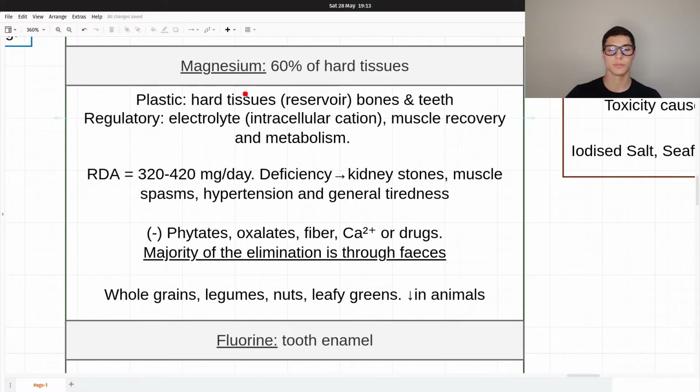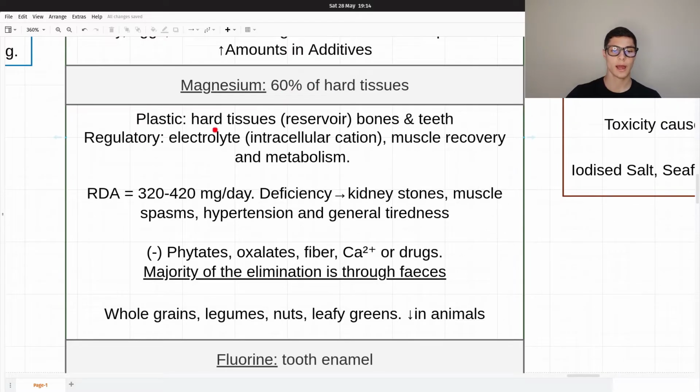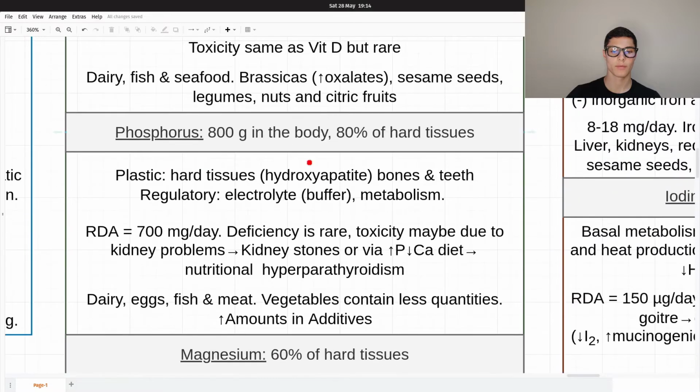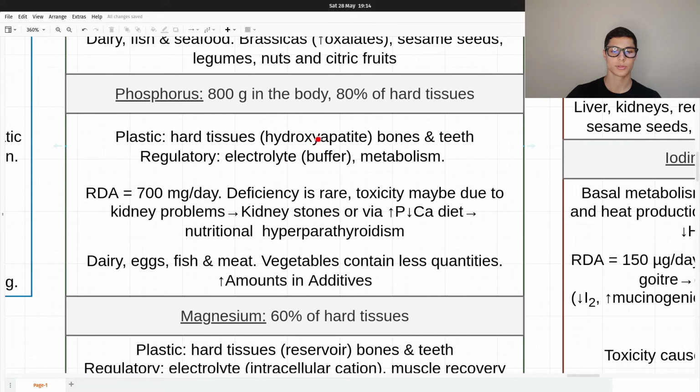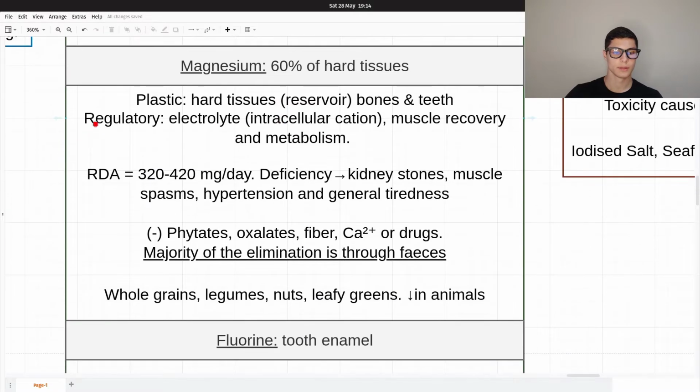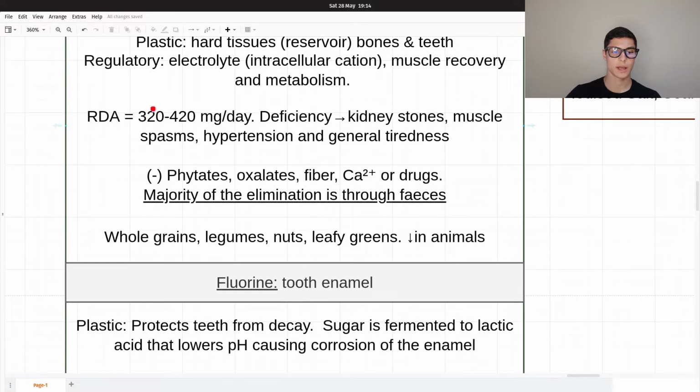Then we have magnesium, which is 60% of hard tissues. Plastic function, well, hard tissues, as I said, but it's a reservoir in bones and teeth. The other ones were for creating hydroxyapatite. Regulatory, well, it works as an electrolyte, for muscle recovery, and in the metabolism as well. It's an intracellular cation. RDA says 320 to 420 milligrams a day.